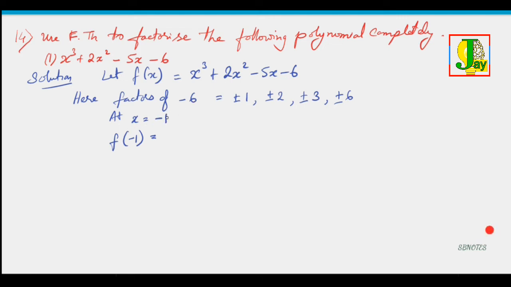So at x equals minus 1, or we can start with any other number. What we're going to do is check the last number and the factors of that. So factors of minus 6: minus 1 into plus 6 is minus 6, plus 1 into minus 6 is minus 6. In the same way, these are all the factors of minus 6. We can start with all these factors, and somewhere we are going to get 0, right?